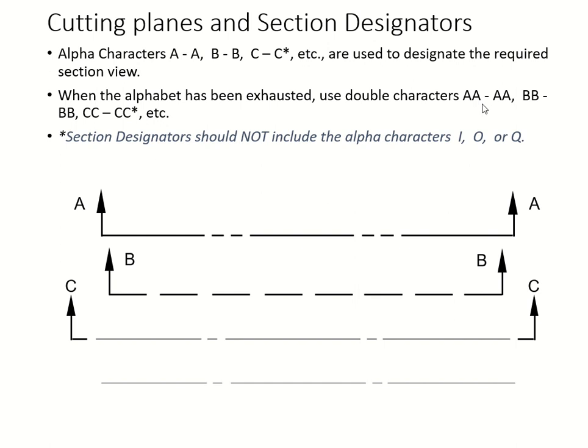Sometimes you will use a double, like AA, and it depends on your model how big that is. Sometimes you have a triple A or a triple B, BBB dash BBB, or CCC dash CCC asterisk, like that. Of course, you won't use I, O, or Q, so don't use these alphabetical characters for your section designator. So be careful, we don't include these.